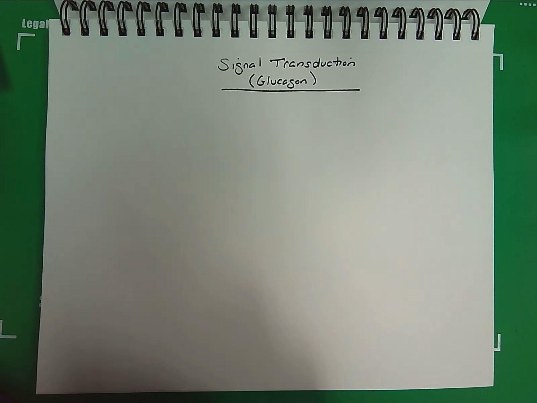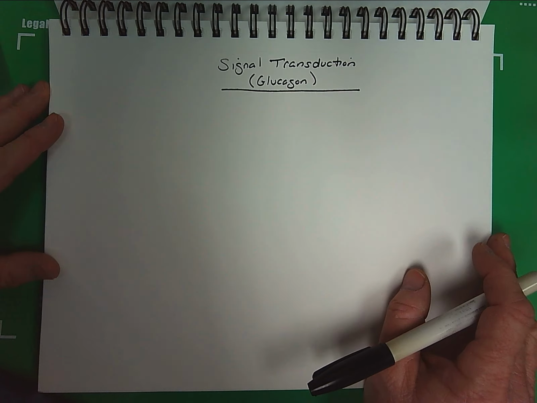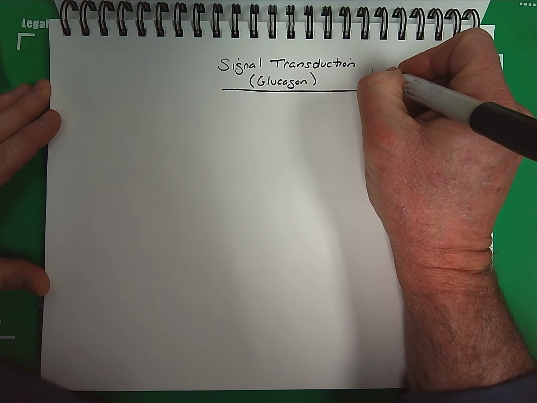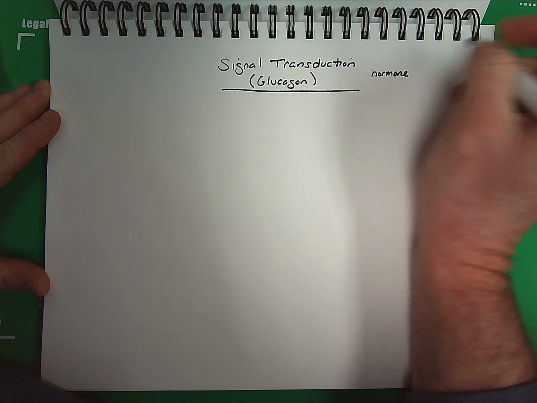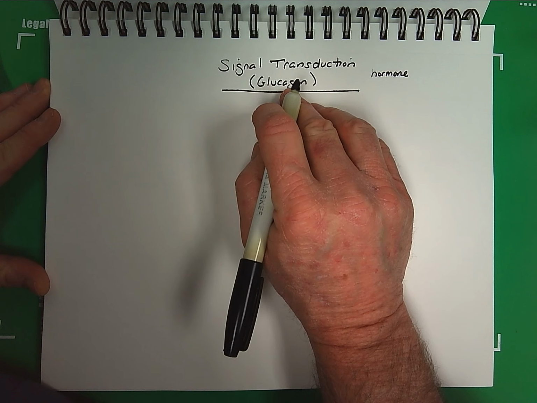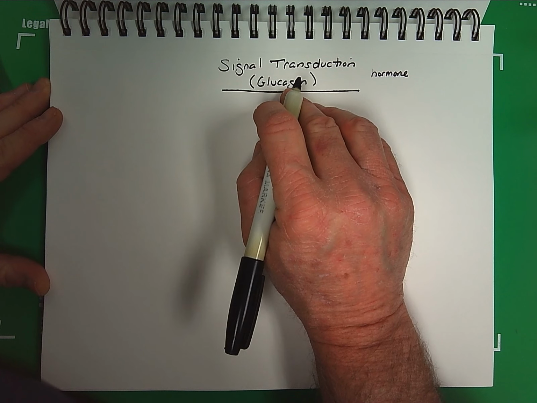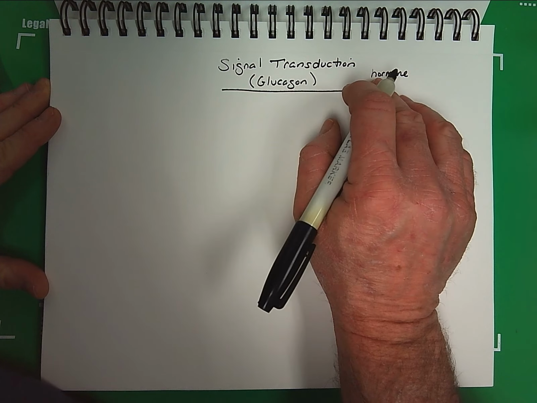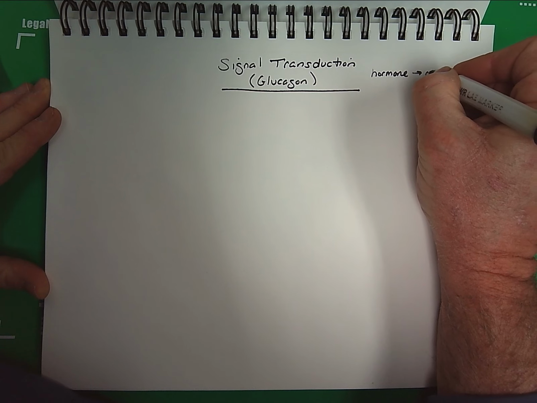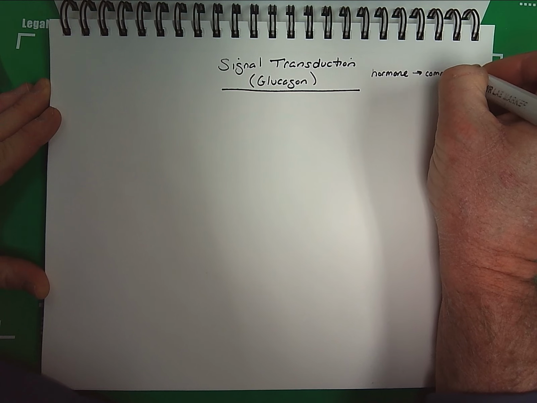Okay, now let's turn our attention to the signal transduction properties of the small hormone, glucagon. So glucagon, much like insulin, is a polypeptide hormone. It is a small sequence of amino acids, and it has specific hormonal properties. Again, same properties as insulin in the form of communication.